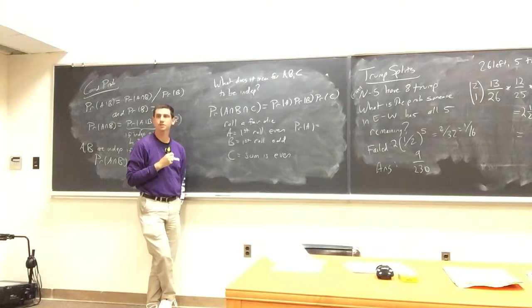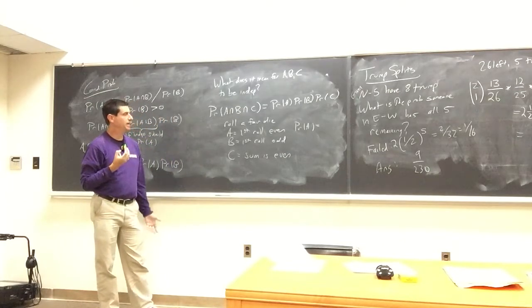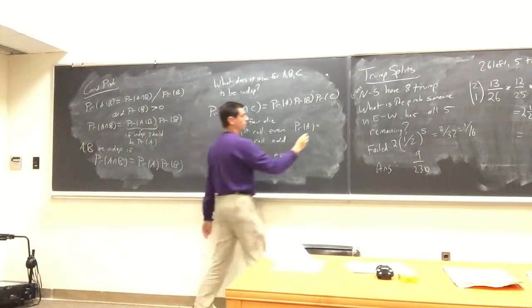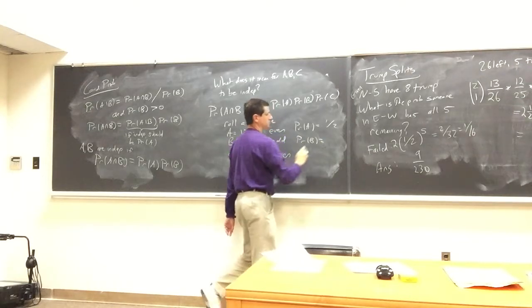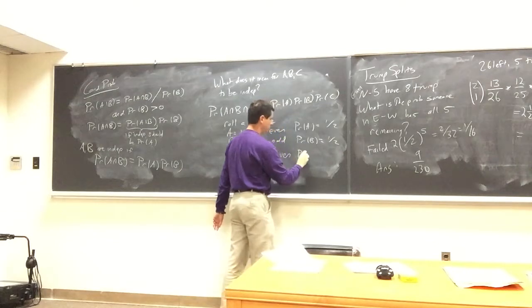So here's a problem to consider. Are these three events independent? What's the probability that A happens? A half. What's the probability B happens? A half. What's the probability C happens?